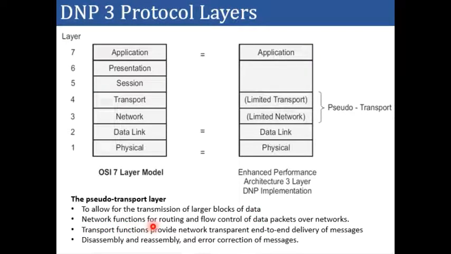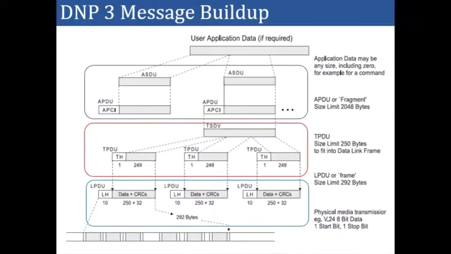The network functions for routing and flow control of data packets over networks are ensured by this pseudo transport layer. The transport functions in the pseudo transport layer provide network transparent end-to-end delivery of messages. Disassembly and reassembly of the data and error correction of messages are possible because of the inclusion of the pseudo transport layer. Now, how the message build up happens in DNP3 protocol.